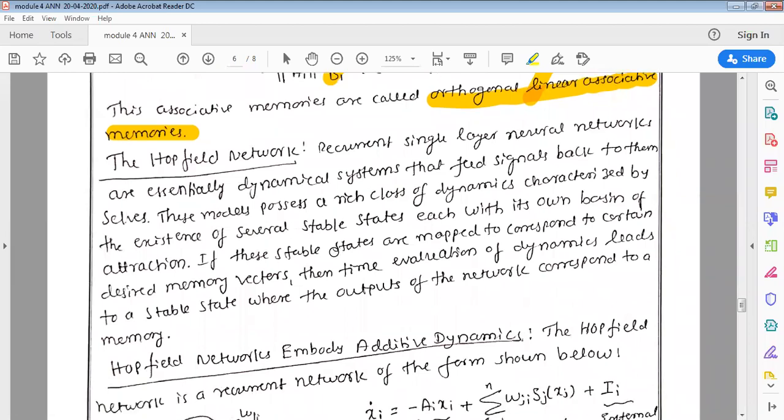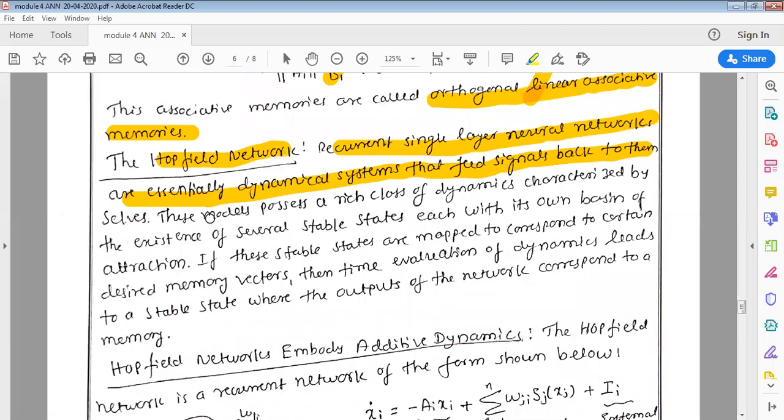A Hopfield network is nothing but a recurrent single layer neural network. It's a recurrent single layer neural network, which are essentially dynamic systems that feed the signal back to themselves. That is, the signal is fed from A to B. In turn, the signal is fed from output space to input space. And also, some signals are fed within the system. That is, if you have an input space, some signals are fed within the same signal space. Those sorts of networks are known as Hopfield networks.